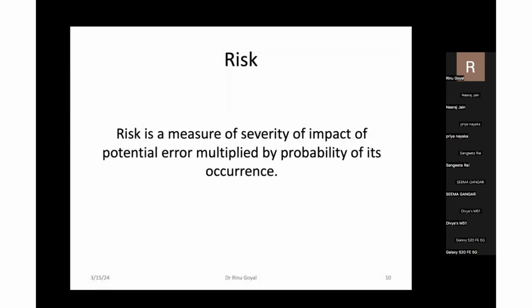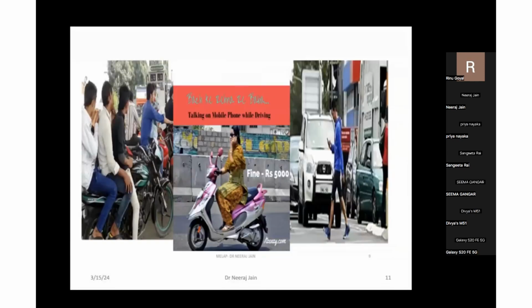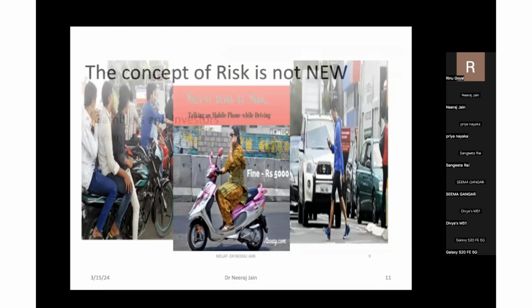So what is risk? In the simple way, it is just a measure of severity of impact of a potential error multiplied by probability of its occurrence. It is the whole story. So what can we see in the pictures here? There is risk. These people are taking risk. They are not estimating. The lady is driving a two-wheeler, talking on the phone without a helmet. The person is crossing the road, busy in the mobile phone, crossing the road without anticipating what is coming. He's not assessing. There are three people riding a bicycle without helmets. So these are all risk activities.